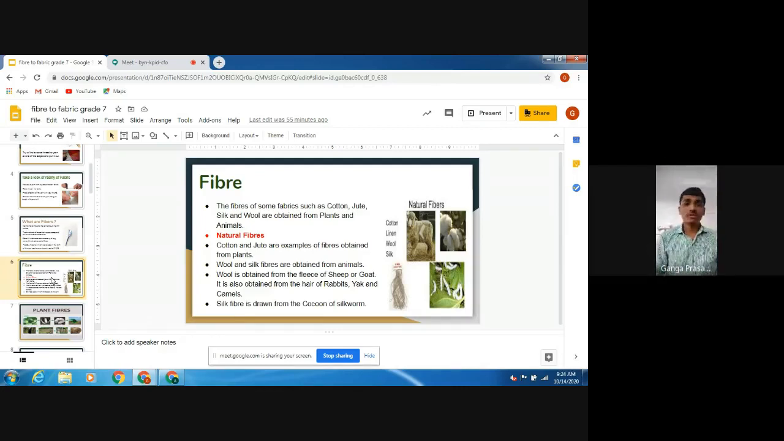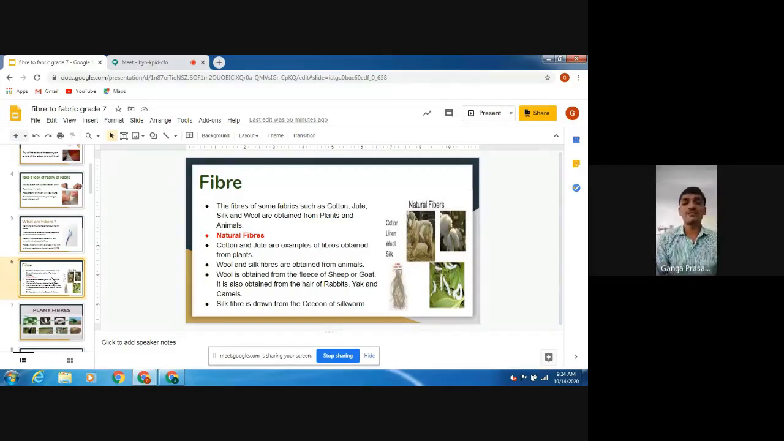The fibers which are obtained from plants and animals are called natural fibers. The opposite definition: the fibers which are not obtained from plants and animals are called synthetic fibers, or artificial fibers.